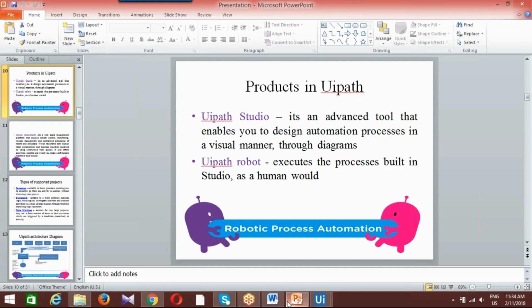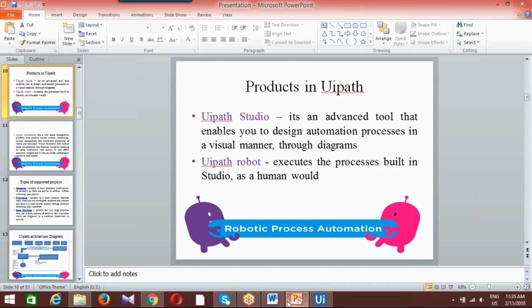So first will be called UiPath Studio. Second, consider UiPath Robot, followed by the Orchestrator. So these are the three different products which come under UiPath. Are you following? Yes, yes. Right.